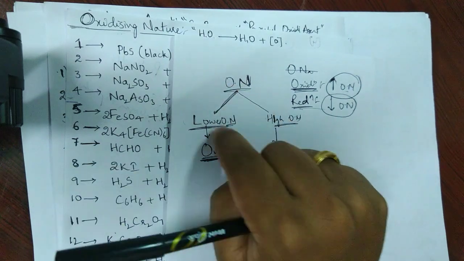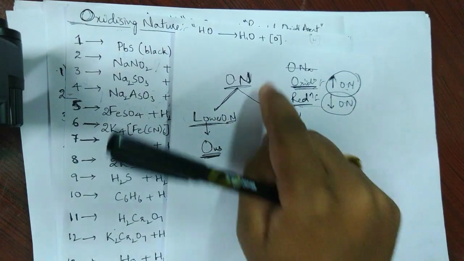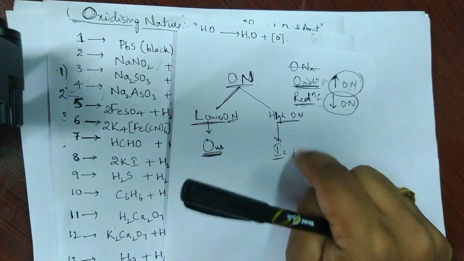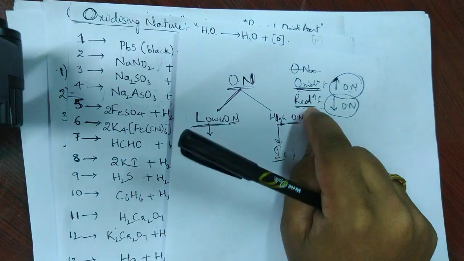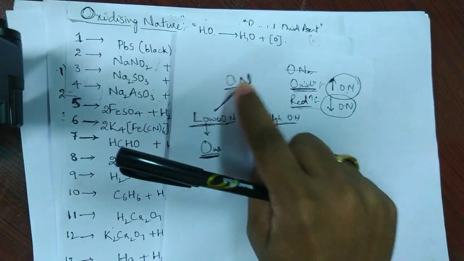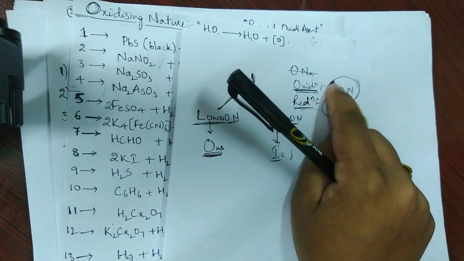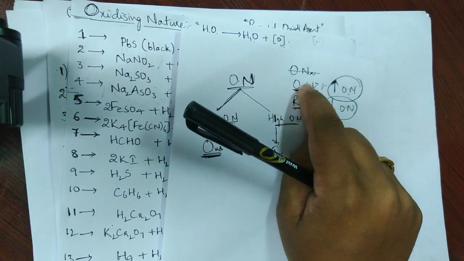Oxidation number can be in the lowest form or in the highest form. If it is in the lower form, it is OUS; if it is in the higher form, it is IC form. And reduction with respect to oxidation number is a decrease in the oxidation number, and an increase in the oxidation number is oxidation.